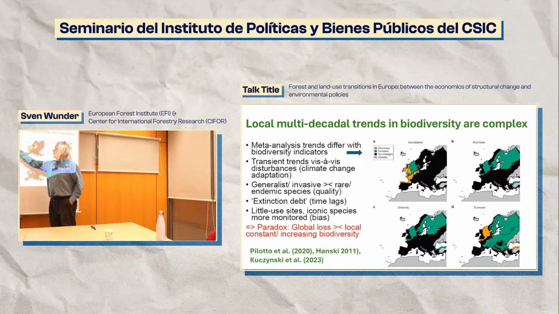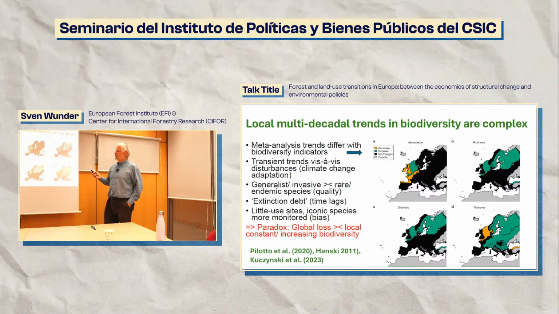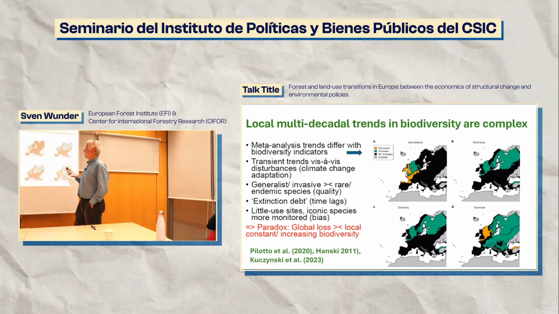And it's also a question of how we, in a meaningful way, distinguish between transient trends. For instance, climate change is causing some species to move, right? To move north, for instance, and that creates more biodiversity. But is that a quality improvement in biodiversity in those areas? Not necessarily, right? So there's also an issue about distinguishing between generalist or even invasive species versus rare and endemic species that are the high quality biodiversity we would like to see.